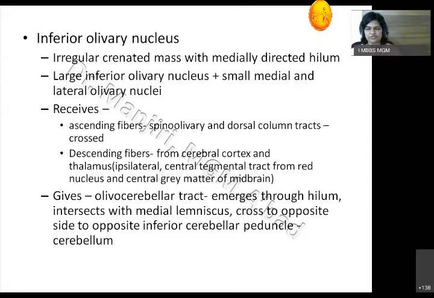So all information from higher center as well as from lower part, that is spinal cord, will come to this olivary nucleus. So what will it do? It will send this information to olivocerebellar tract to the cerebellum and opposite side. So that means higher centers, tract ipsilateral, they will be crossed. So it goes into the cerebellum. So from higher center, information received. From spinal cord, information received. It mixes this information and it goes to the opposite cerebellum.